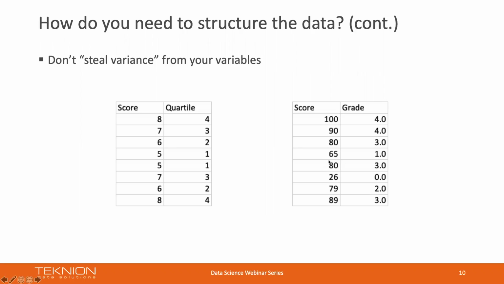Now, in the score, that's only a 1-point jump. But here, that's a huge jump in that grade. So we don't want to steal variance from our variables. So we always want to store it at the most granular level. We don't want to steal that variance by putting them into groups afterwards and then starting to analyze those groups, okay? Or even using that as an independent variable.